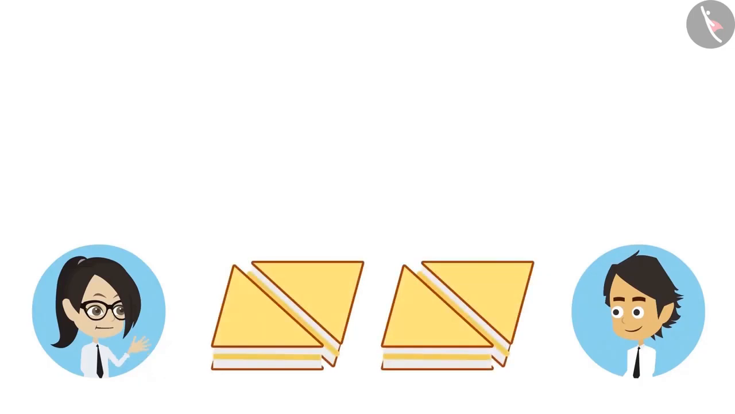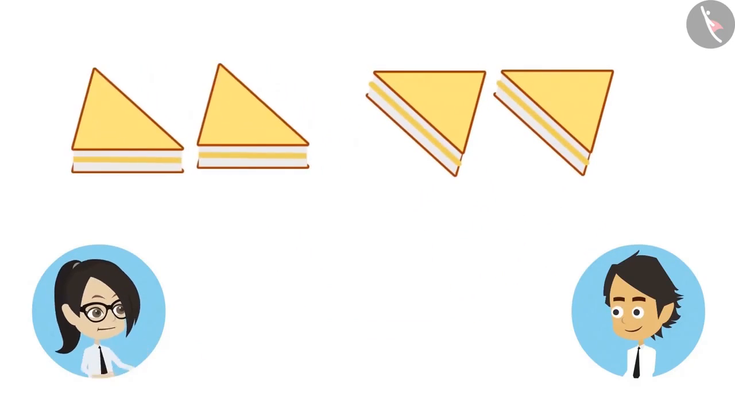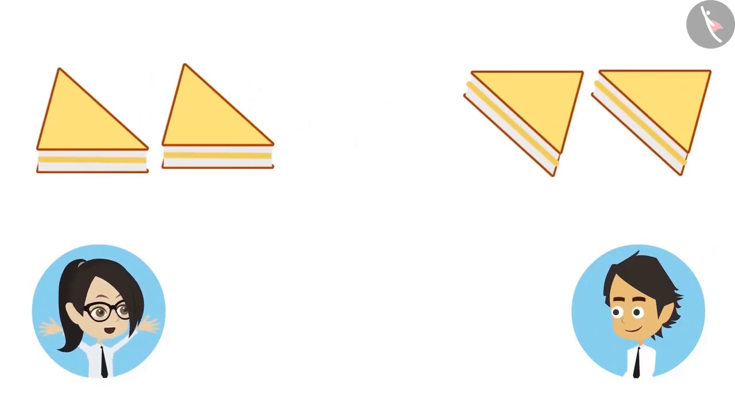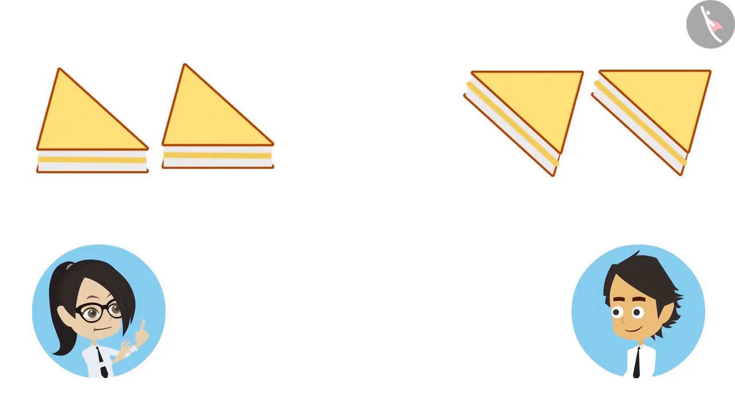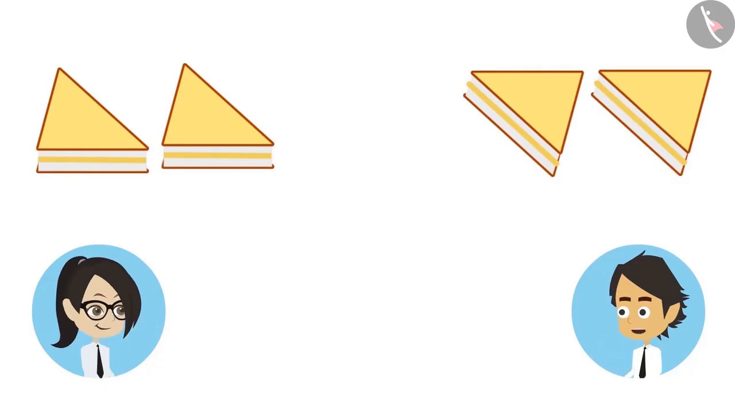Yes, like I have 4 sandwiches. If we divide 4 sandwiches into two equal parts, then one part will have 2 sandwiches. I will keep one part for myself and the other part I will share with you. Now look, I have 2 sandwiches and you too have 2 sandwiches. Yes, now I have half of your sandwich. But we could count the sandwiches and find the number of halves.